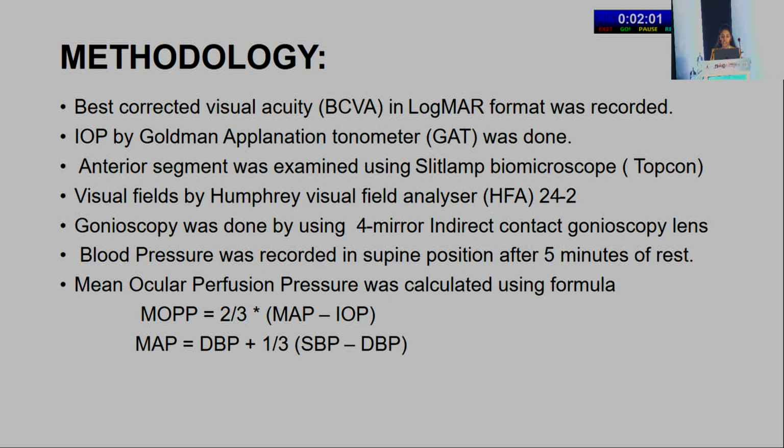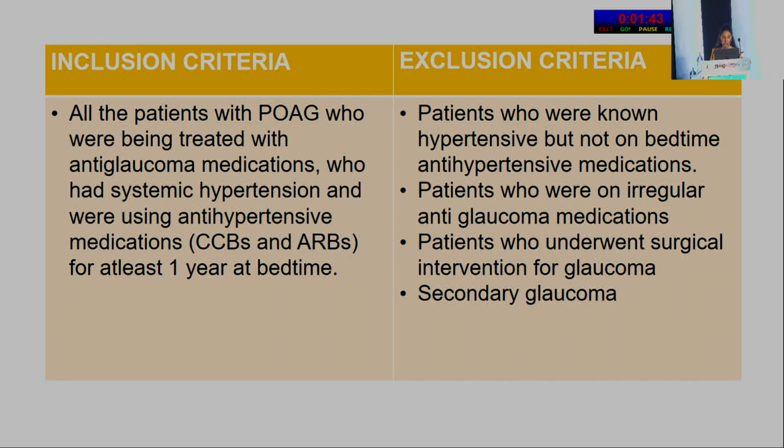Blood pressure was recorded in supine position after 5 minutes of rest. Mean ocular perfusion pressure was calculated using the formula 2/3 × mean arterial pressure − IOP. Mean arterial pressure is equal to diastolic blood pressure plus 1/3 × (systolic blood pressure − diastolic blood pressure).